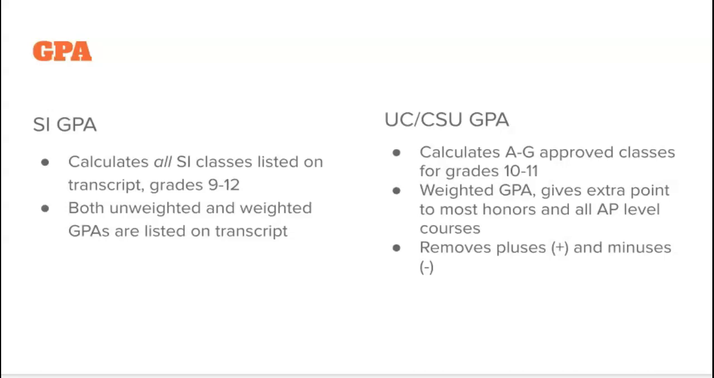Also, the UC CSU GPA is a weighted GPA, meaning it gives the extra point to most of the honors and all the AP courses taken here at SI. And lastly, something that's a little bit different is that they take out the pluses and minuses. So a B plus factors in as a B, or an A minus factors in as an A. So that's just a difference between the SI GPA and the UC CSU GPA.